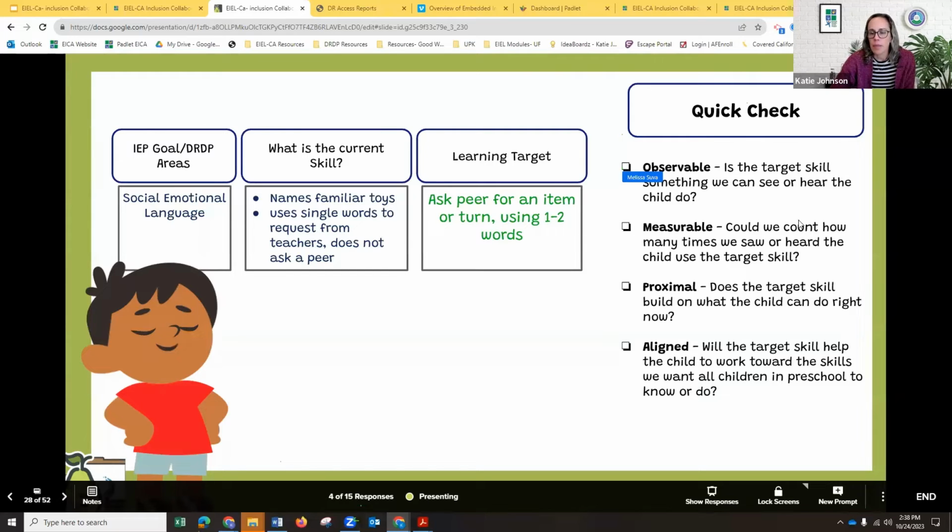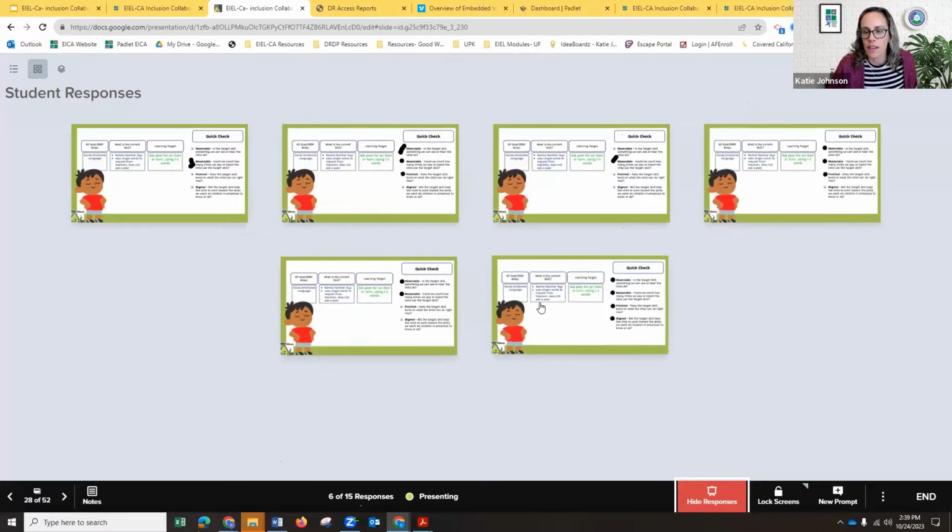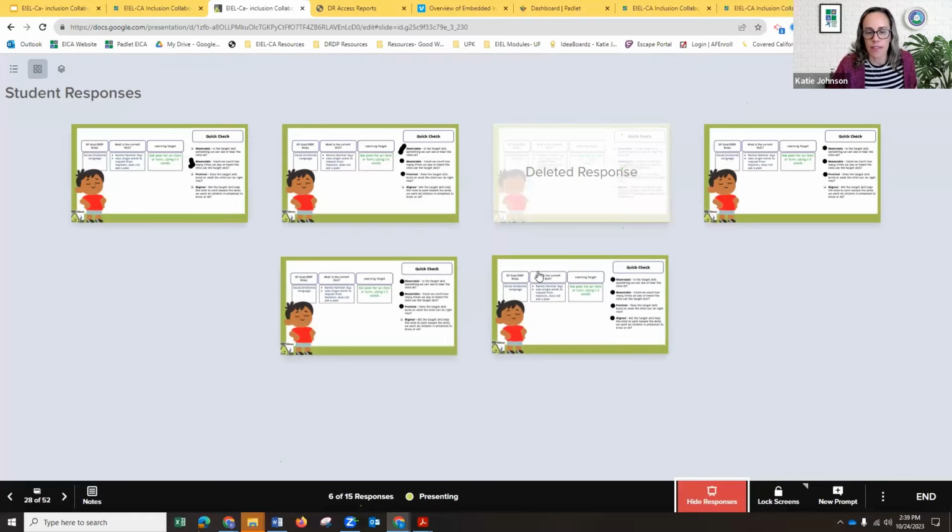Yep, I'm seeing yep, love it. Is that measurable? Could we count how many times we saw or heard the child use the target skill? Yep, I think so. Does this build on what the child can do right now? Oh, look, everybody's checking them off. It sure does, right? It builds right from where he's at.